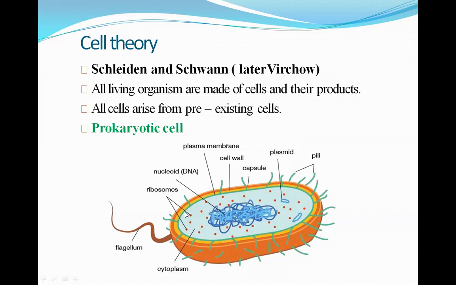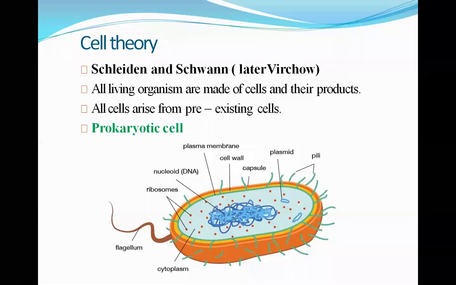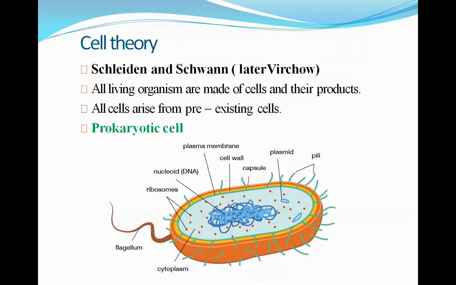So all the living organisms are made up of cells and their products. Upon gathering the information and working on the cell theory, what Schleiden, Schwann and Virchow said is that all the living organisms are made up of cells and their products. There are several products also which are produced by the cells, right? So all the living organisms possess cells and their products.